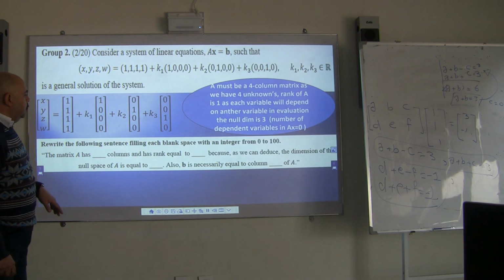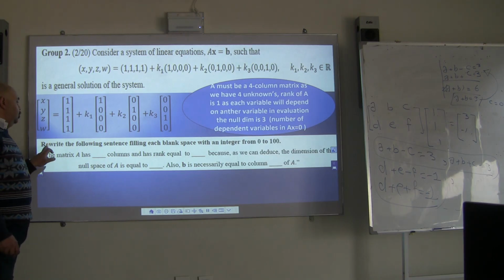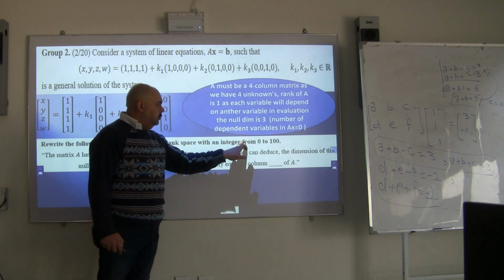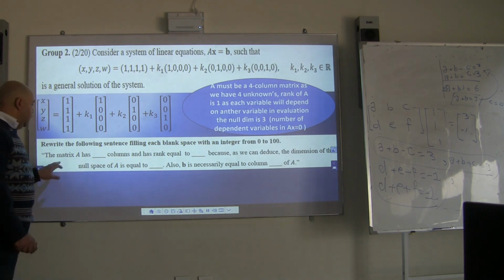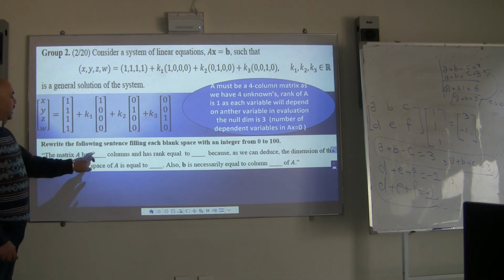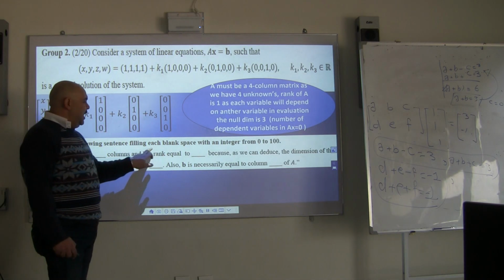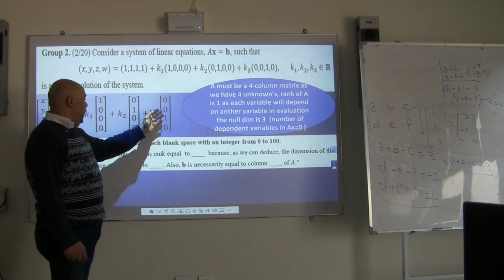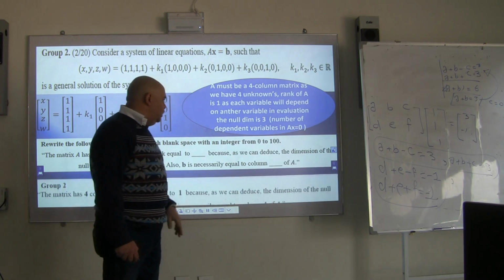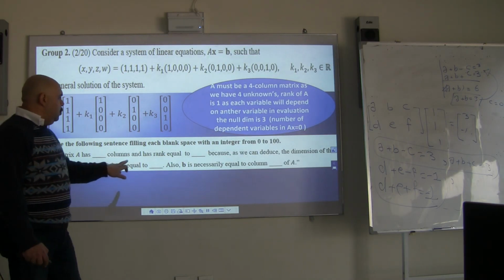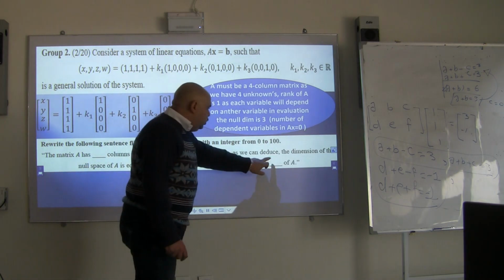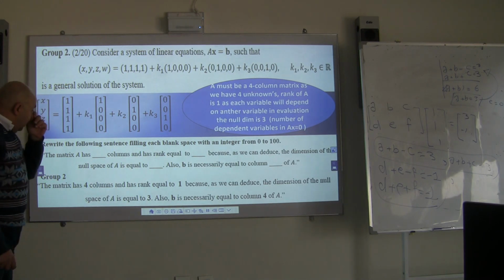So now I can recall the statement here. It states: rewrite the following sentence, filling each blank space with an integer from 0 to 100. So write from 0 to 100 for these. The matrix A has blank number of columns. Once you see this, it has 4 columns, and has a rank equal to 1, because I have 3 free variables. As we can deduce, the dimension of the null space of A is equal to 3. Also, b is necessarily equal to the number of columns of A, which is 4, as I told you, and this is how it's going to be completed.